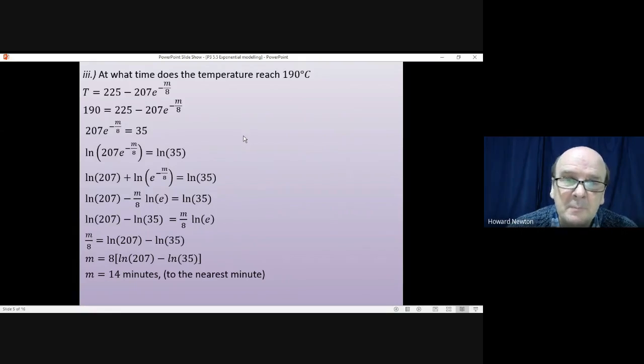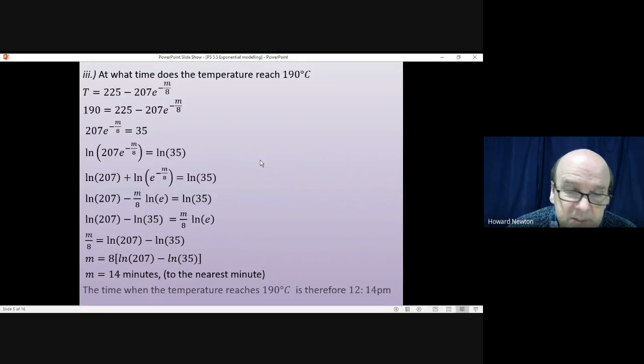So we need to remember back that the oven was turned on at 12 noon, and it's taken 14 minutes for the temperature to rise to 190 degrees. So the time when the temperature reaches 190 degrees is 12 noon plus 14 minutes. And that takes us to 14 minutes past 12, 12:14 p.m.